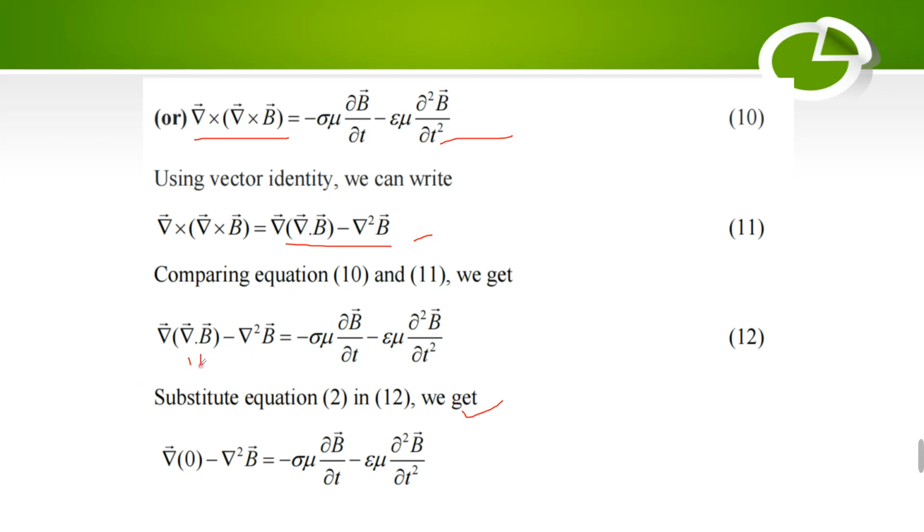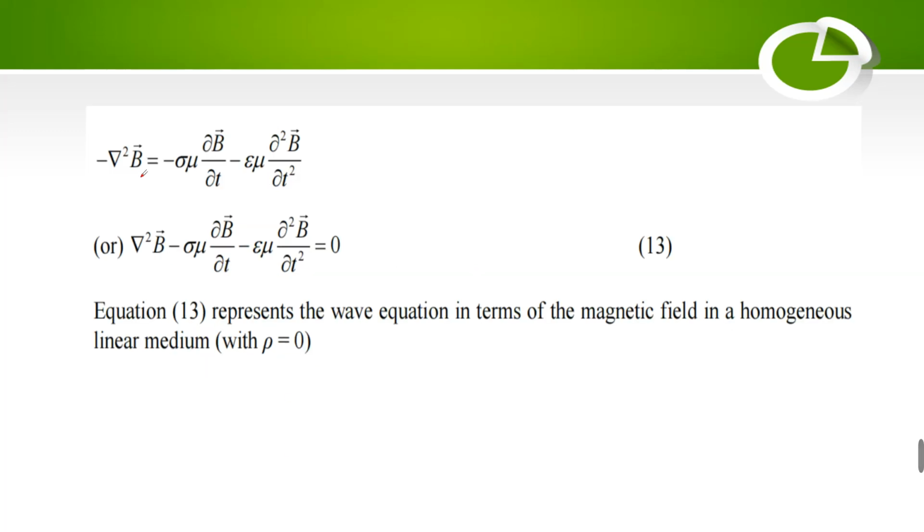Del dot B, it is a dot product and it becomes 0. That value will become what? 0 minus del square B, minus of this term. When we simplify, this equation will change to del square B vector minus sigma mu dou B vector by dou T minus epsilon mu dou square B vector by dou T square is equal to 0. So this equation 14 represents the wave equation in terms of magnetic field in a homogeneous medium with rho equal to 0. That is, here the charge density is equal to 0.